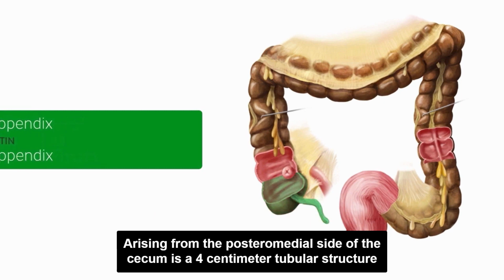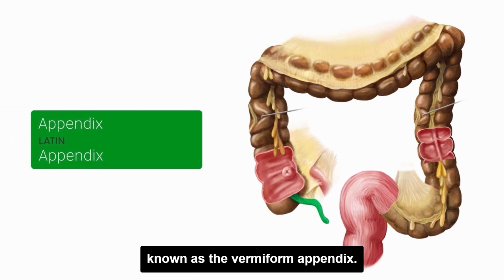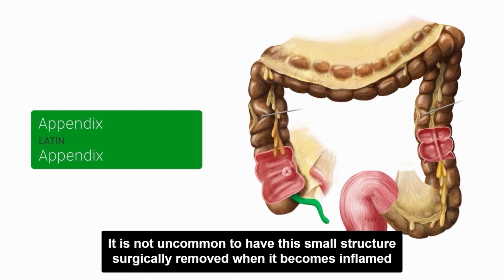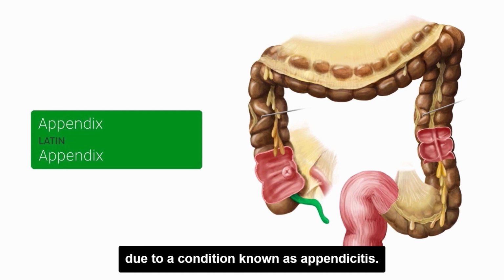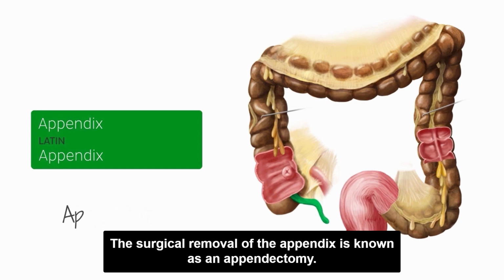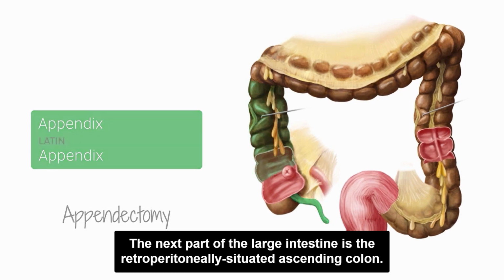Arising from the posteromedial side of the cecum is a 4 cm tubular structure known as the vermiform appendix. It is not uncommon to have this small structure surgically removed when it becomes inflamed, due to a condition known as appendicitis. The surgical removal of the appendix is known as an appendectomy.